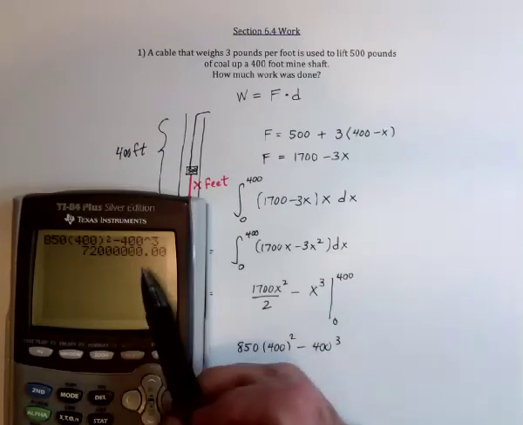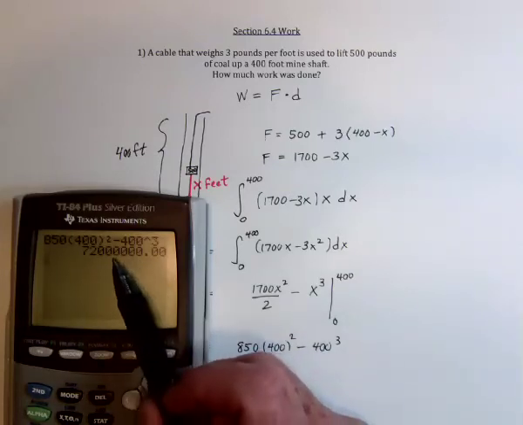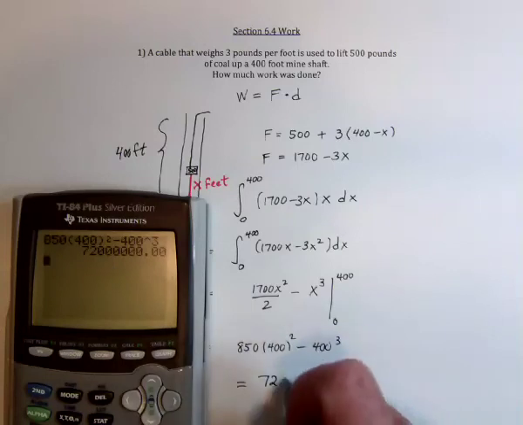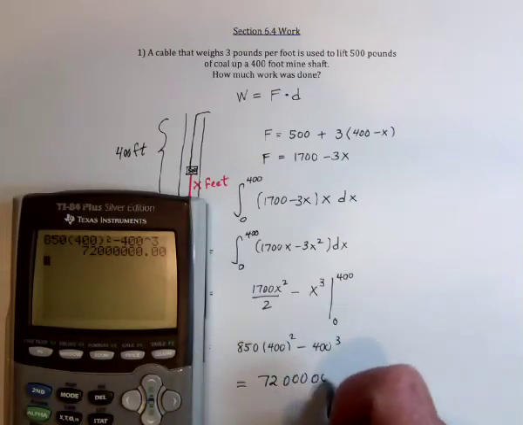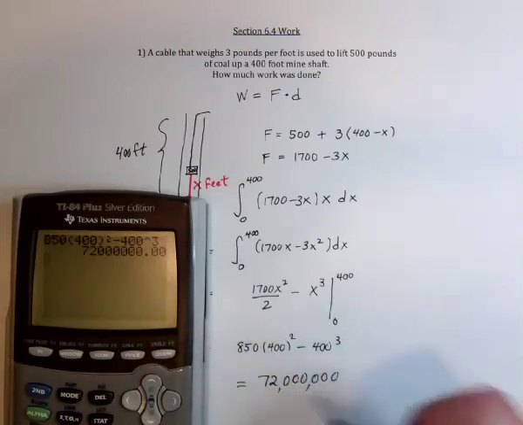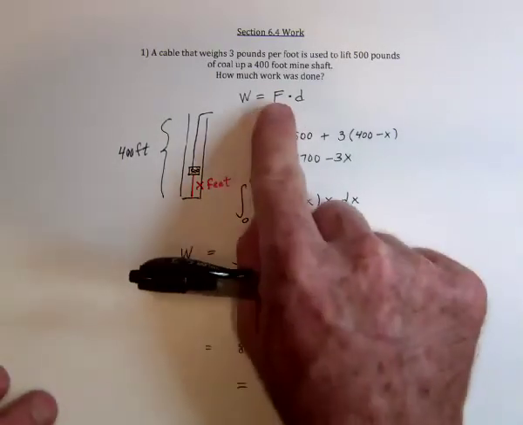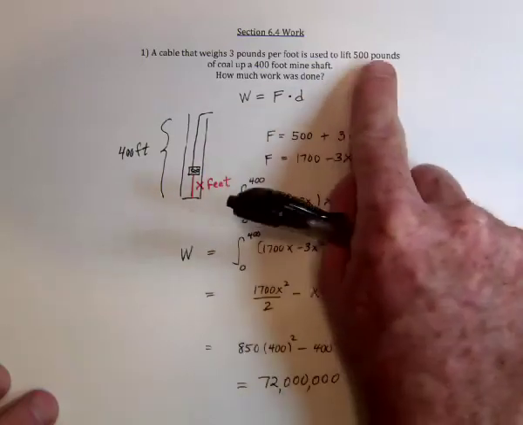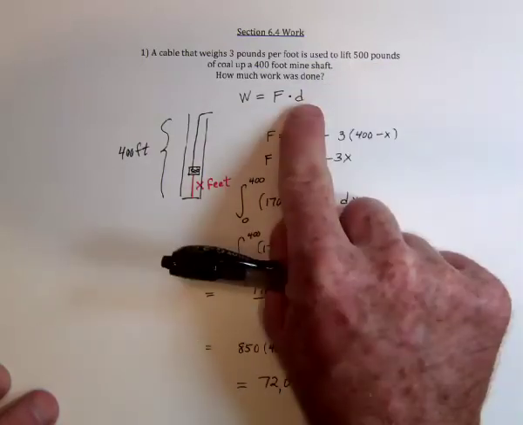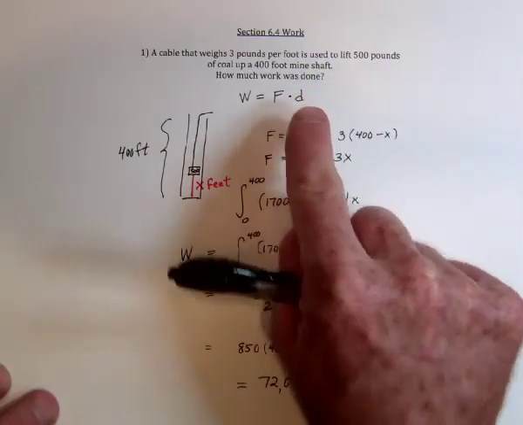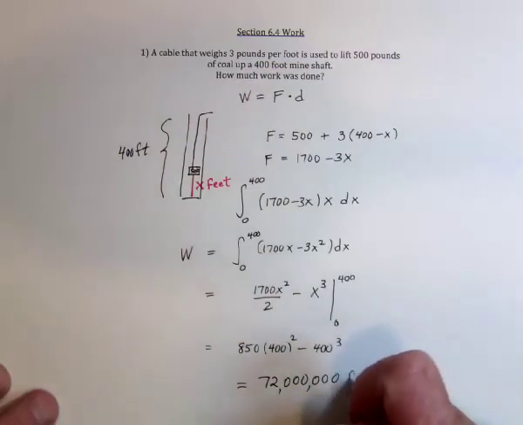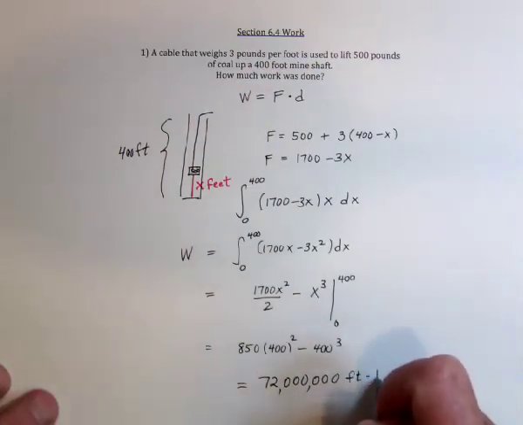72. How many zeros is that? 1, 2, 3, 4, 5, 6. So 72 million. And then what are the units? Well, the force is given in pounds, and the distance is given in feet. So this is foot pounds.